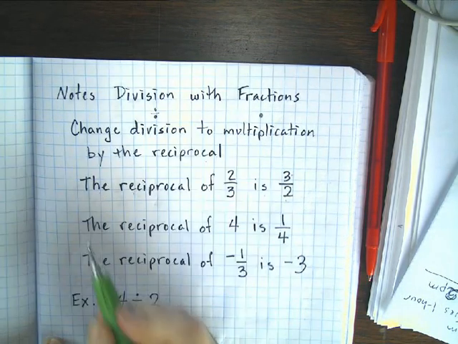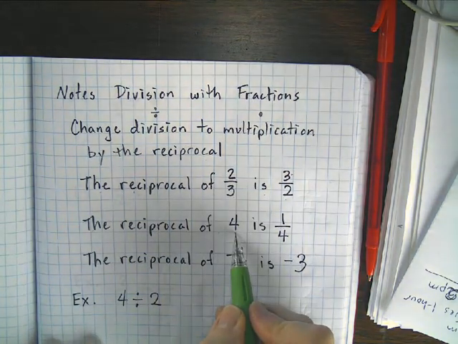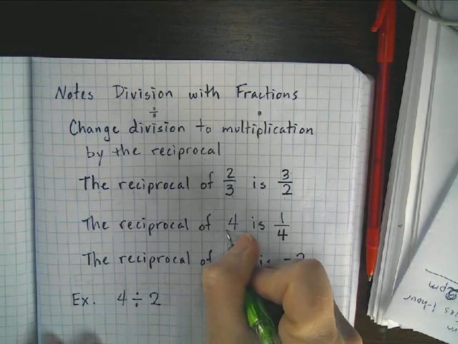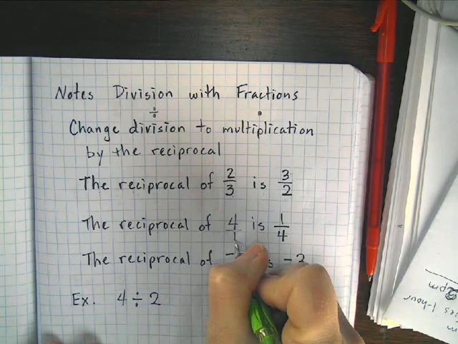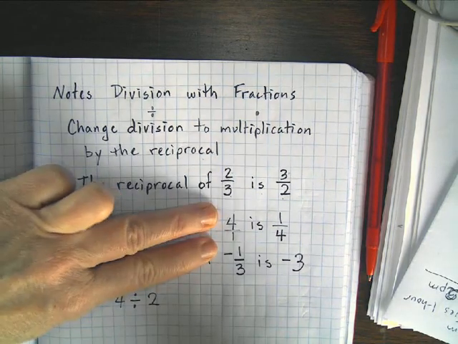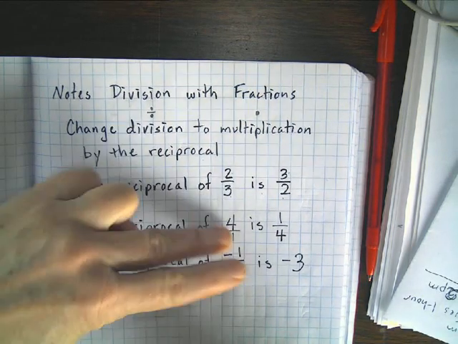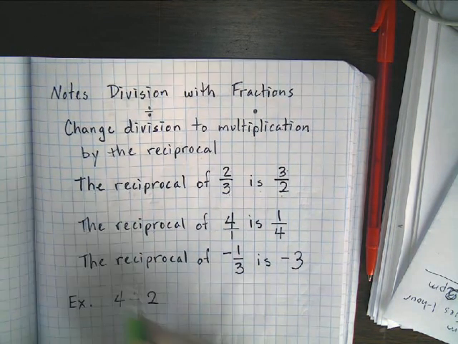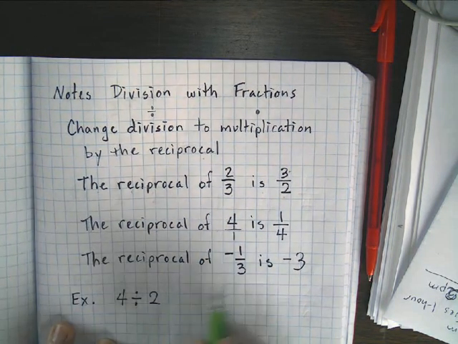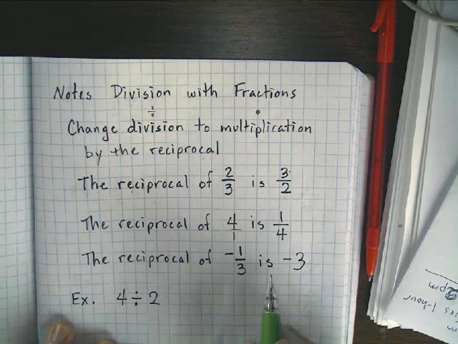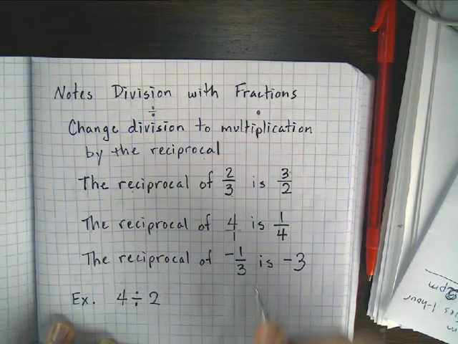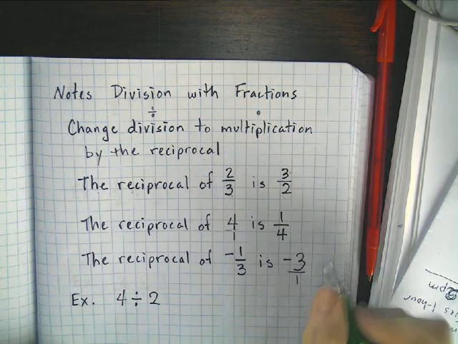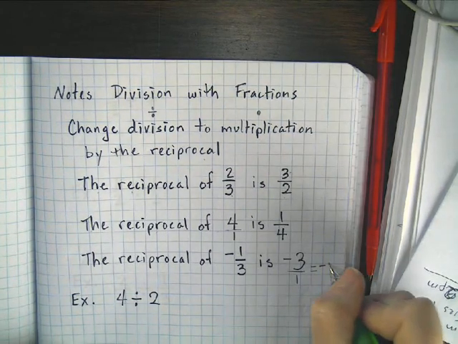What's the reciprocal of 4? Well, 4 isn't a fraction right now, so to make it a fraction, we put it over 1. Now I can flip it. 4 over 1, the reciprocal is 1 over 4. What if it's negative? Say I have negative 1/3. The reciprocal is still negative, but it's going to be negative 3 over 1, or just negative 3.